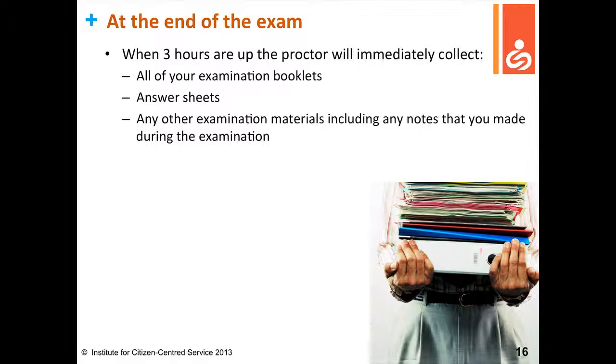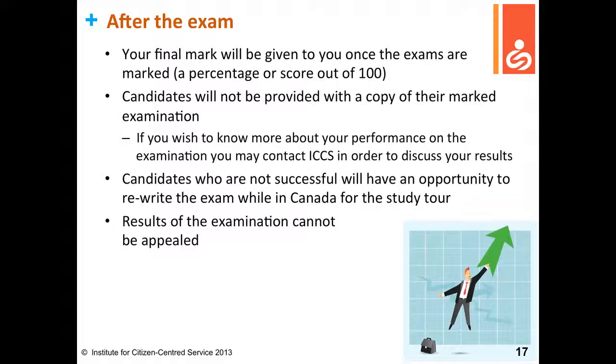And then, after that, you can go out and enjoy a nice cup of tea and relax because your work is done. Then the work of the markers begins. And the markers, after they've marked the exams, will be giving each individual a score out of 100. And again, just a reminder that the pass level is 80 out of 100. You will not get to see your marked exam, but if you are wondering about your performance on the exam, you can be in touch with ICCS and talk to them about your results.